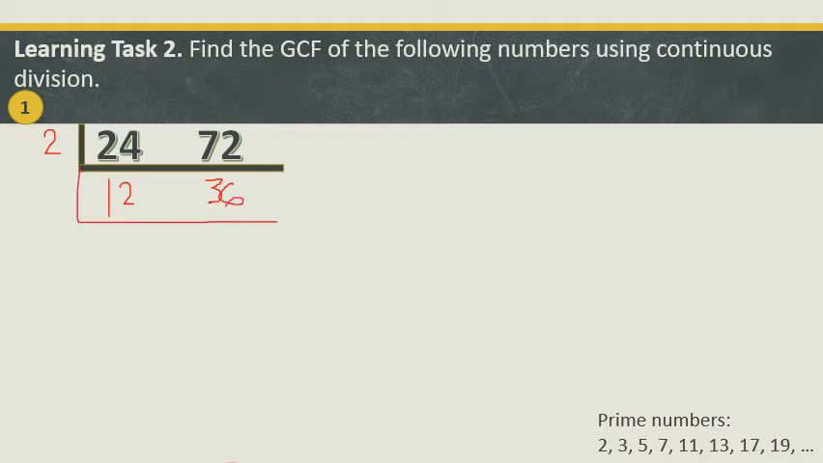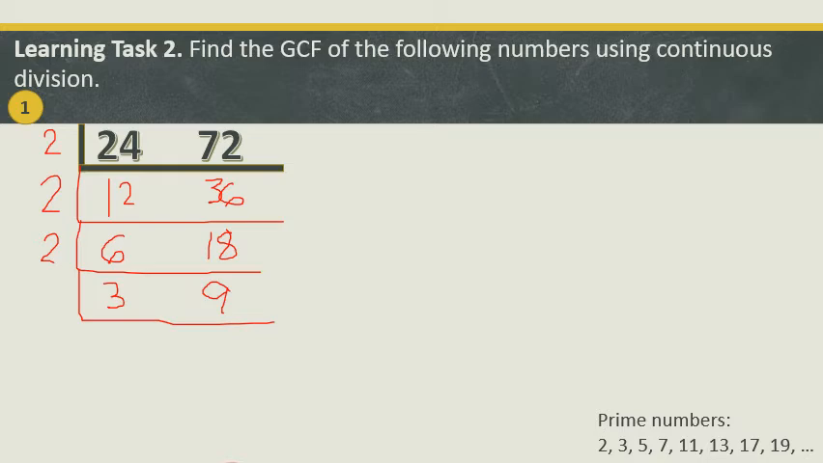Then, since pareho pa rin tong even numbers, pwede natin siyang i-divide sa 2. 12 divided by 2 is 6. 36 divided by 2 is 18. Then, even number pa din to, so pwede pa rin natin siya i-divide sa 2. So, 6 divided by 2 is 3. 18 divided by 2 is 9. Since itong 3 at 9 na hindi na even number, pwede na tayo dun sa sunod kasi sila ay nasa multiple ng 3. So, pwede natin siyang i-divide sa 3. So, 3 divided by 3 is 1 and 9 divided by 3 is 3.